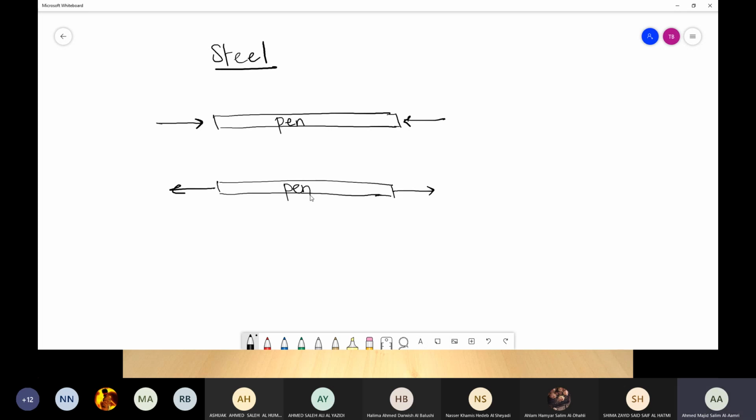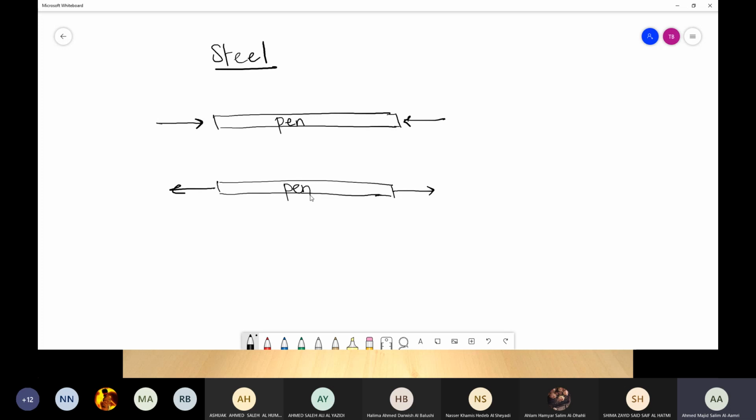Can you try to apply compression? Is anything happening to your pen? Can you apply compression from both sides? Is there anything happening to your pen? No. Can you try to apply tension? Is anything happening to your pen? No. Nothing. Okay. It means steel is good in both compression and tension.